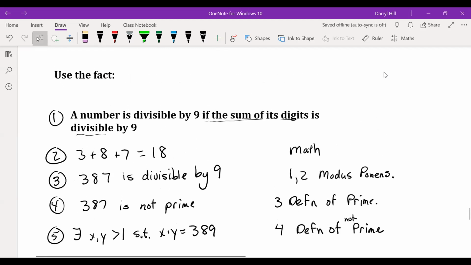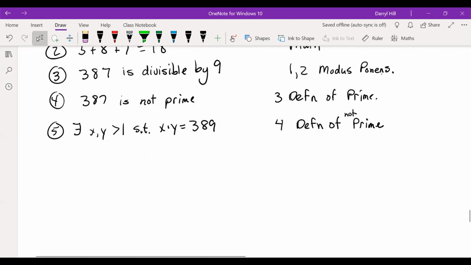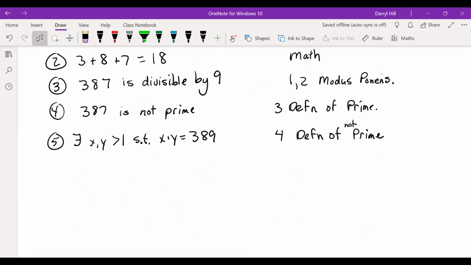So we can sometimes use these math tricks to figure out the existence of a thing without necessarily identifying it. So we identified x, but we didn't identify y. Okay, good. Questions?